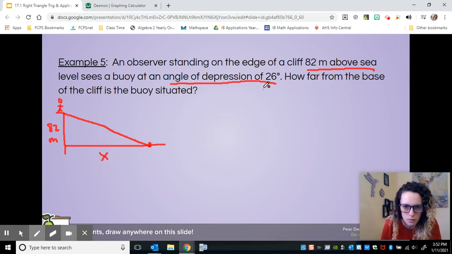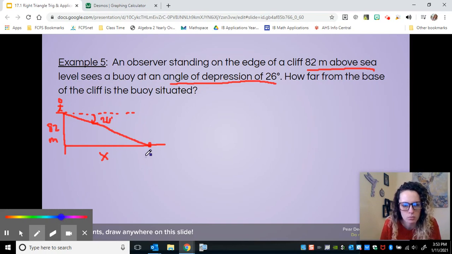The angle of depression, remember, always has to come from the horizontal. So if this person is laying down and looking down at the buoy, they're looking out from the horizontal. We're going to pretend that's a horizontal line. Their line of sight is going down 26 degrees to that buoy. So this is where the 26 degrees is going. So kind of refocusing on what the triangle is that we're looking at.